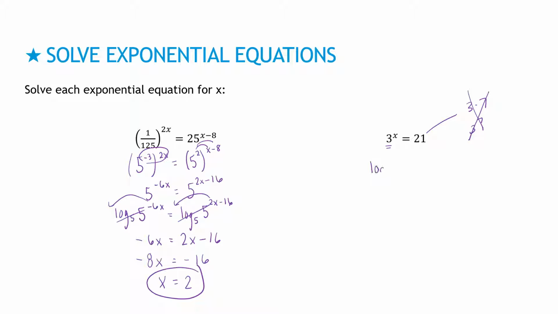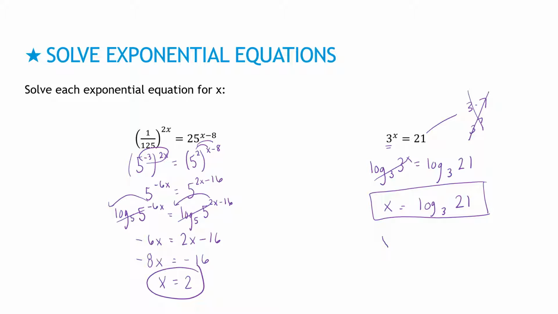I'm going to do log base 3 of 3 to the x and log base 3 of 21. This side just turns into x. This side is log base 3 of 21. Keep in mind that if it's an exact answer, I'm all done.